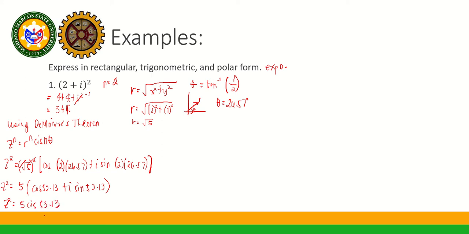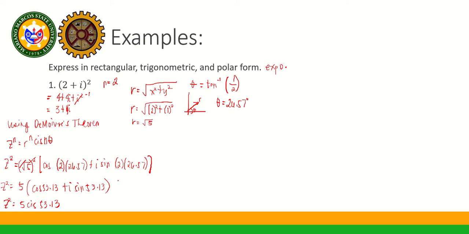So, how do we check kung yung nakuha natin is same as dito? So, let's try to solve this one and transform it into trigonometric. So, how do we do that? Okay, so baliktad pala yung nasabi ko. Dapat, ito yung i-convert natin into rectangular. So, how do we do that? Distribute lang natin si modulus natin dito.